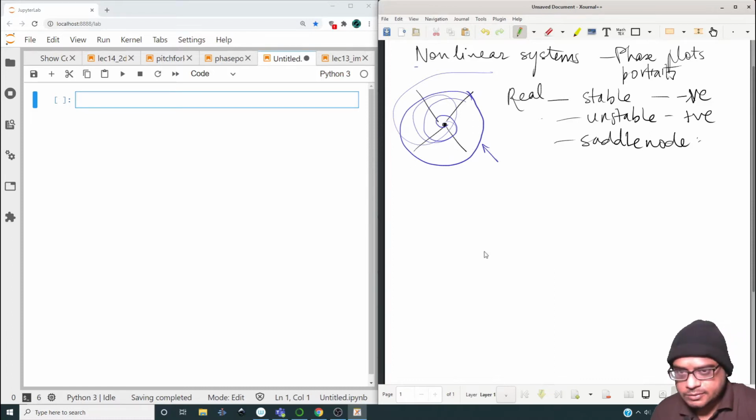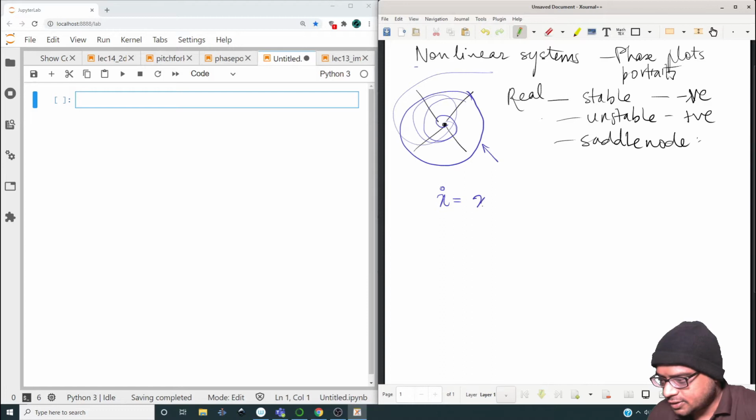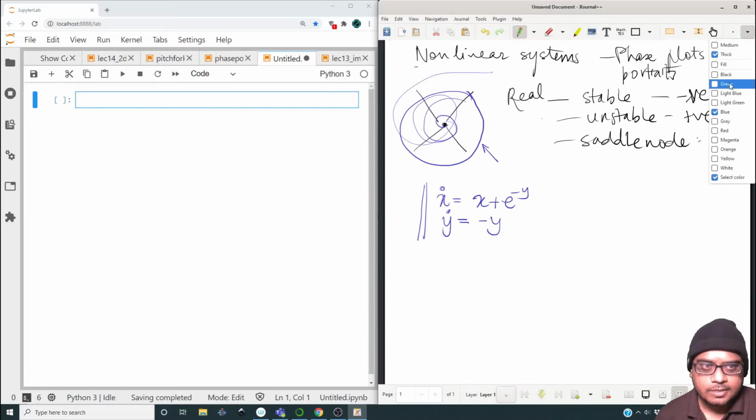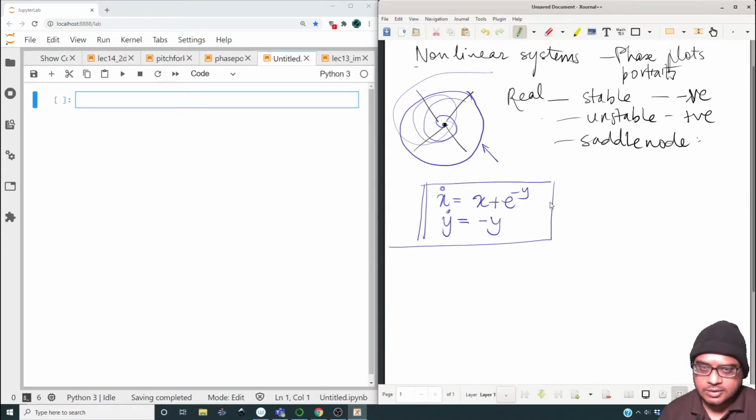So let us start with an example. x dot is x plus e to the power minus y, and y dot is equal to minus y. This particular differential equation is an example from Strogatz, and let us see how the phase plot for this equation looks. The thing about phase plots is we can reuse much of the code that we have made for the linear part. We just have to change the so-called velocities. This specifies the vector flow, and our task is to specify this as the new set of velocities.